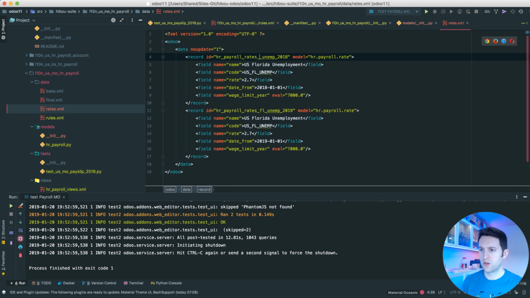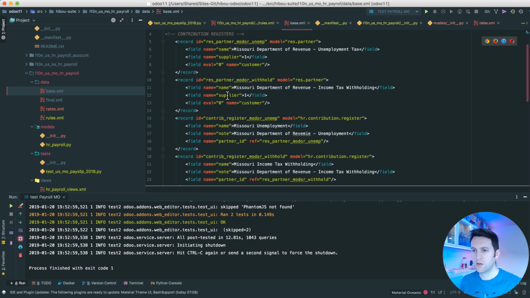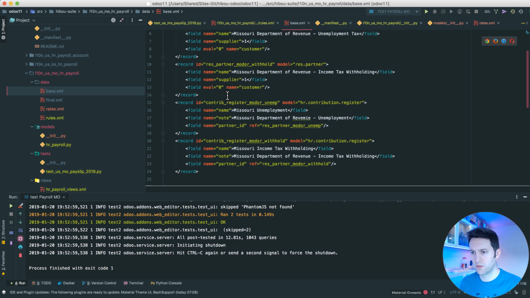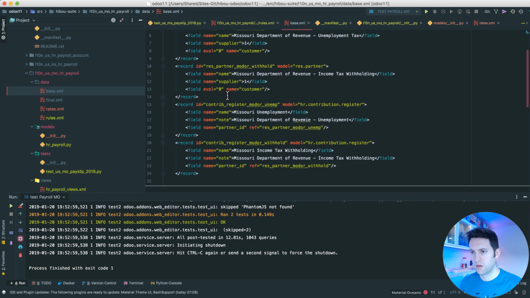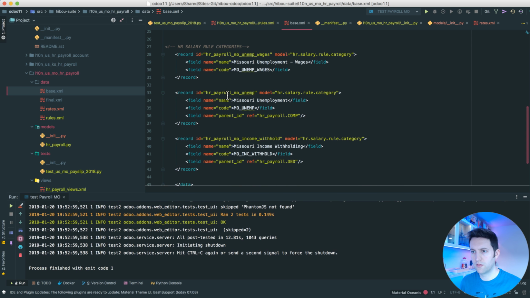Alright, so let's change this to MO. I don't actually even know what we've got ourselves into. So let's start with our base. So we've got some contribution registers. We have several. No, sorry, just two. Okay, so we have unemployment, and we have some unemployment wages. So this is going to be wage, US, MO, unemployment.